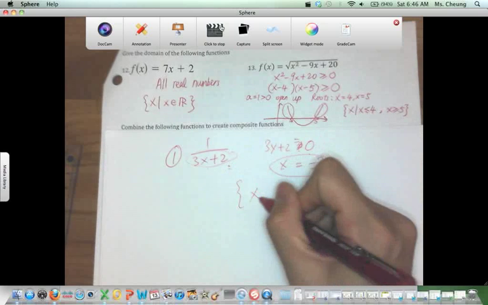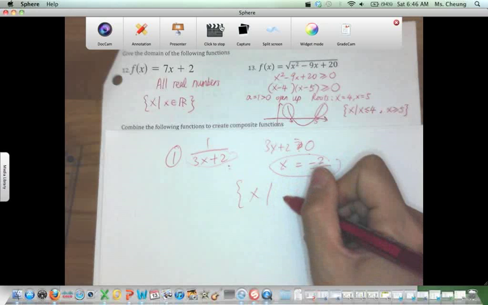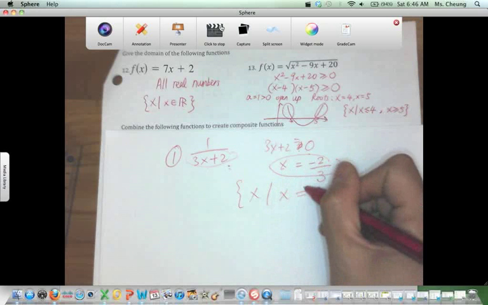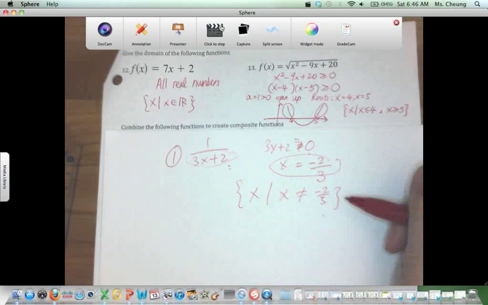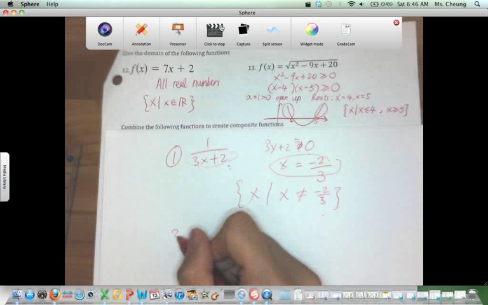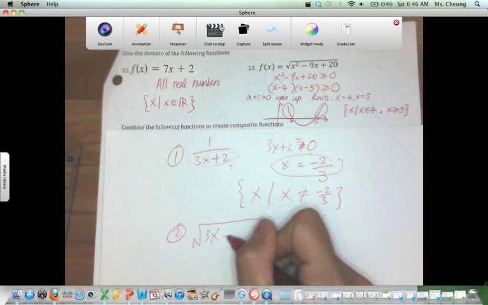So when I write the domain, I'll put all values of x such that x cannot equal negative 2 over 3. Otherwise, your function is undefined. This is the first one. The second one is when you are given a square root.